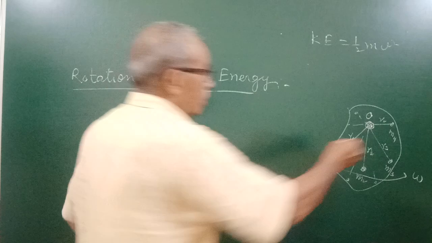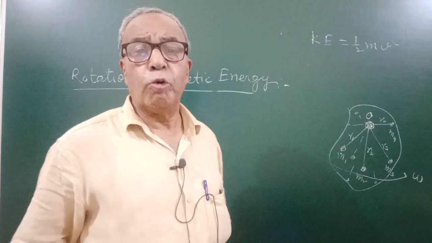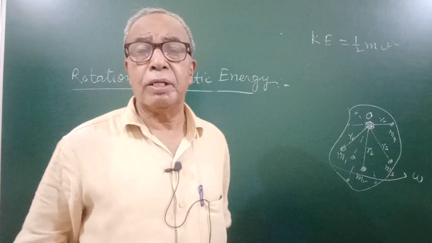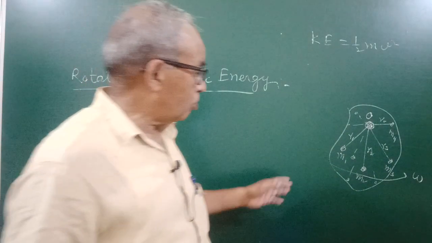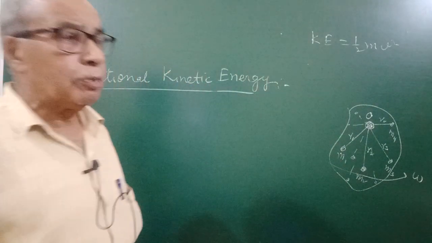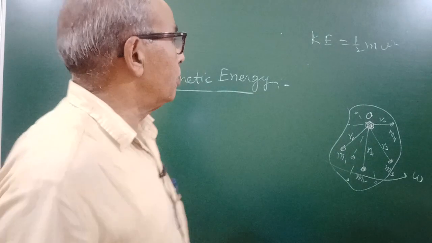This is a rigid body here. Rigid body, I told you, is a body where, if we apply force at any point, either no displacement occurs, or if there is a displacement, then all particles of the body get equally displaced. Then the body is called a rigid body.